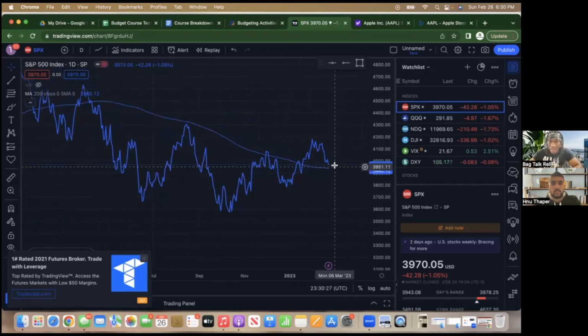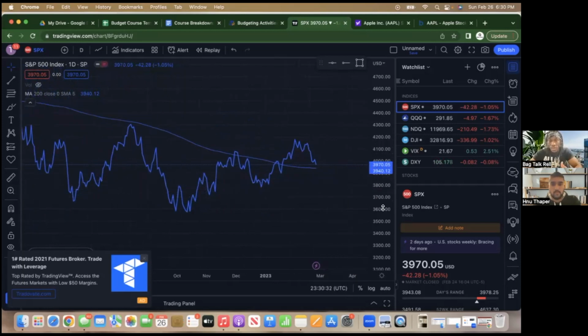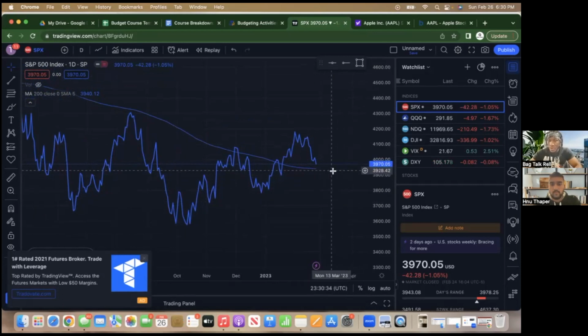The S&P 500 index right now, as of the recording of this, is priced at about 3,970. That's where we are right here at the end of this blue line. So remember, directionally, that's what we're focused on right now.